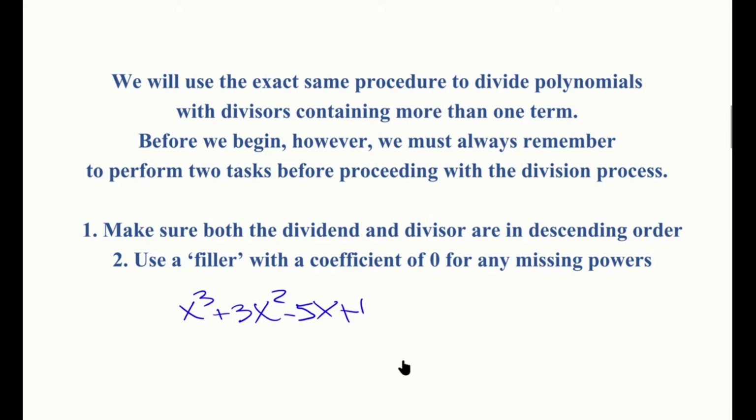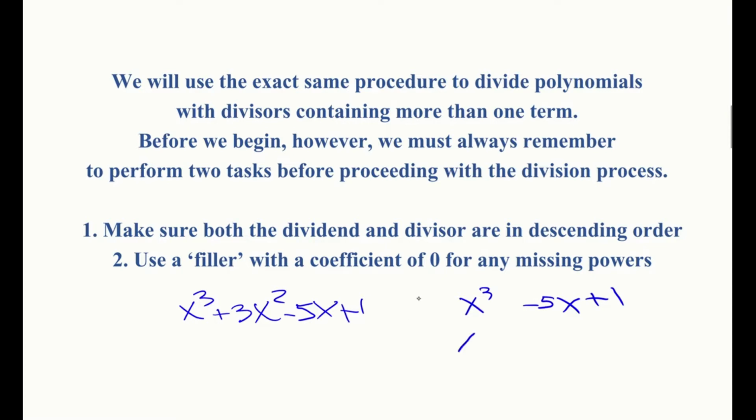The other thing, and we want to make sure both the dividend and the divisor are in that format, is that there are no missing powers. If there are, we're going to use what's called a filler. For example, imagine instead of that, I just had x cubed minus 5x plus 1. This is what we mean by a missing power. So notice we've jumped from a cubic term, a third degree term, to a first degree term. So we're missing the second degree term.